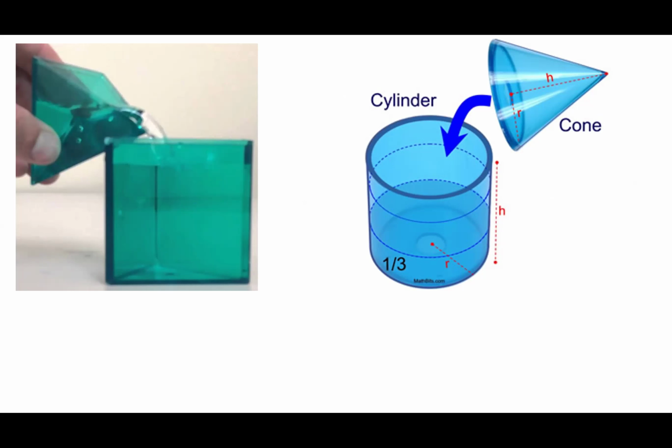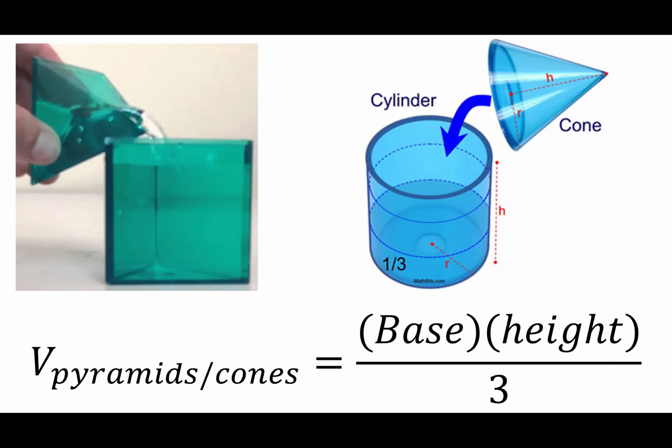And for pyramids, it's going to be the same thing. Area of the base times height divided by 3, because it takes 3 pyramids for 1 prism. So I'm going to use this formula. The volume of pyramids and cones is going to be the area of the base times height divided by 3. If you guys don't believe me, try this at home. Try it out. If you don't have prisms, cones, cylinders, come over to our office and I'll show you.